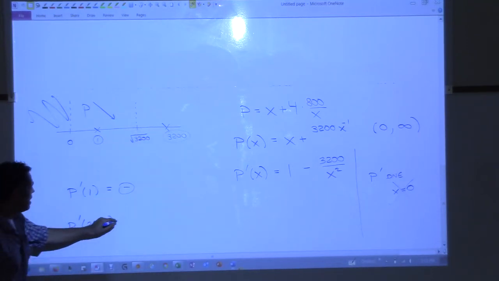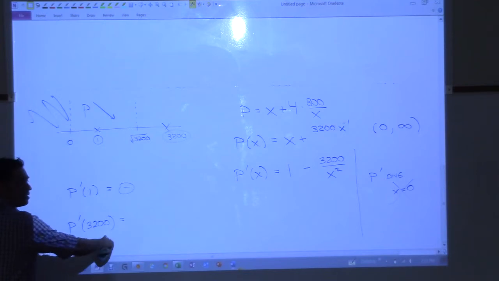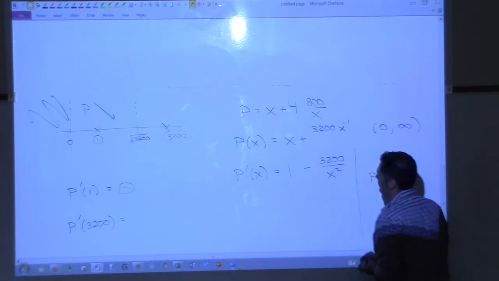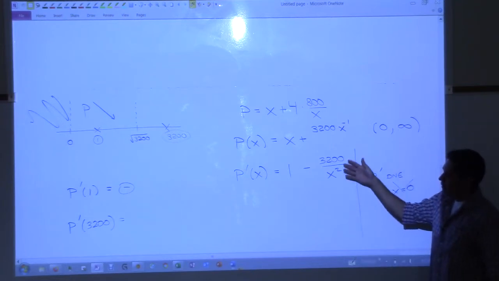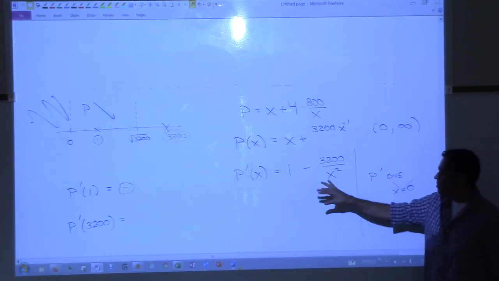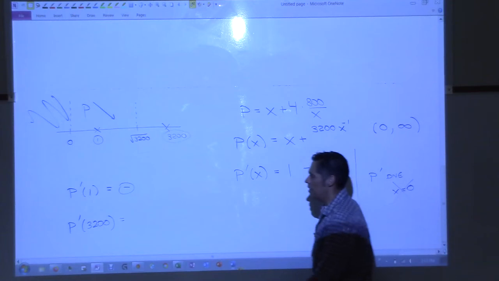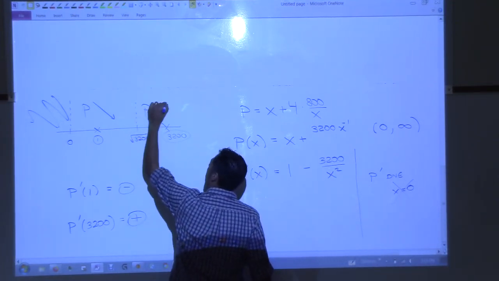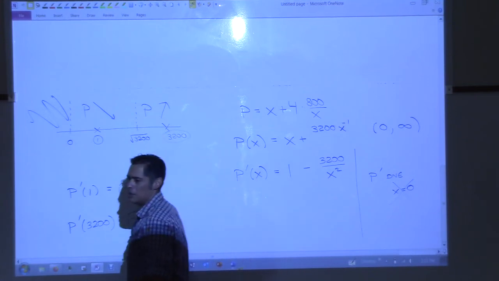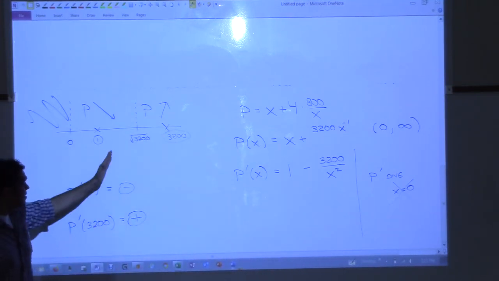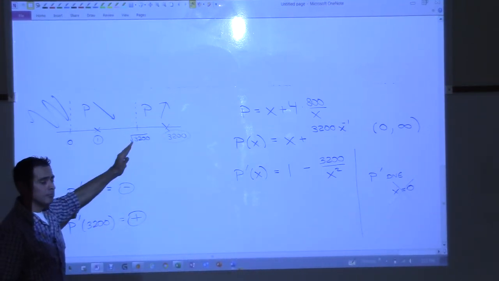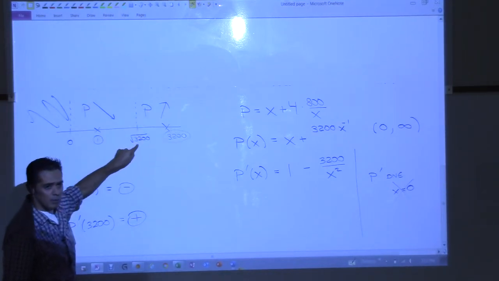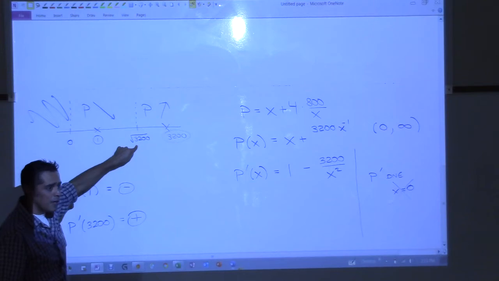So if we plug 3200 into the derivative right here, what would you get? It's going to be positive, okay? You can just plug it in yourself. You're going to get positive there, which means that our original function's going up. So is this a local minimum? Yes, because it goes down then up, and root 3200 is in the domain of the function.